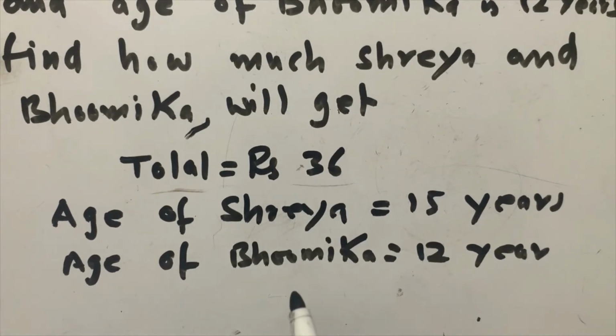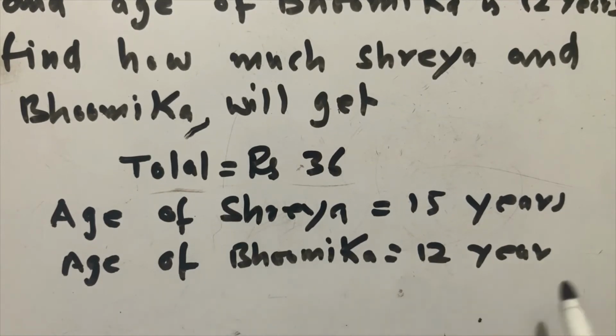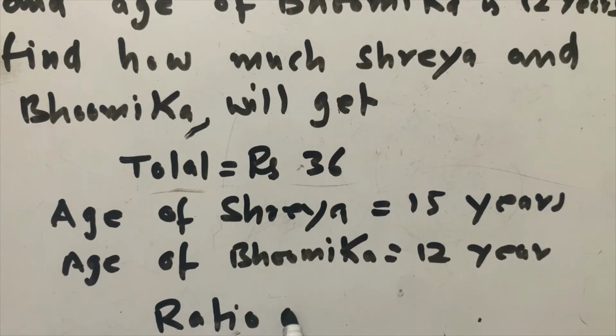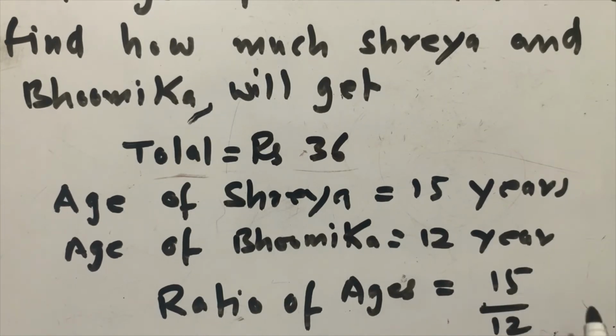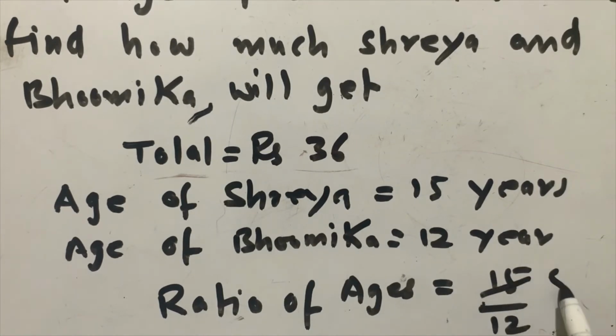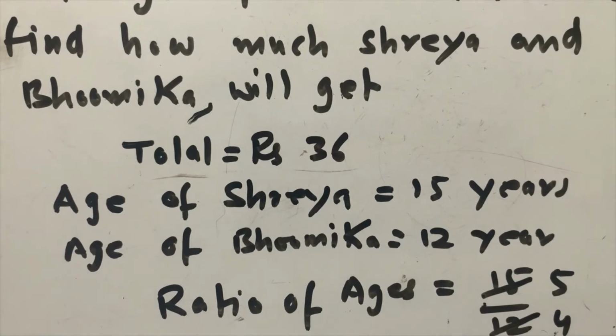Now mother will divide in the ratio of their ages. So ratio of ages is equal to 15 upon 12. 3 fives are 15, 3 fours are 12.